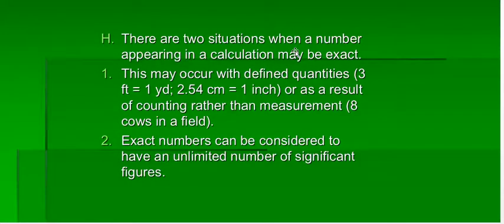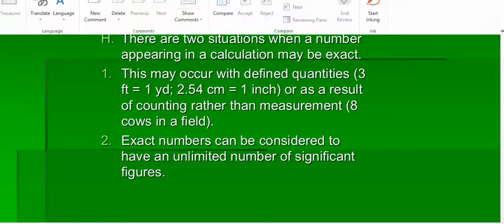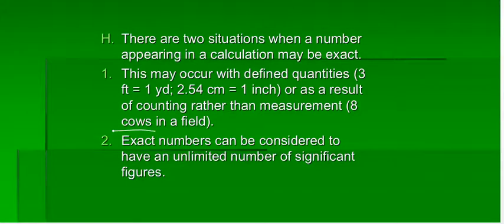There are two situations in which a number can be exact, and this occurs with defined quantities. For example, 3 feet equals exactly 1 yard. That's an exact number. It has an unlimited number of sig figs. Or if you count something rather than measure something. So if I count the number of cows in a field, that's counting. That's an exact number, an infinite number of sig figs.